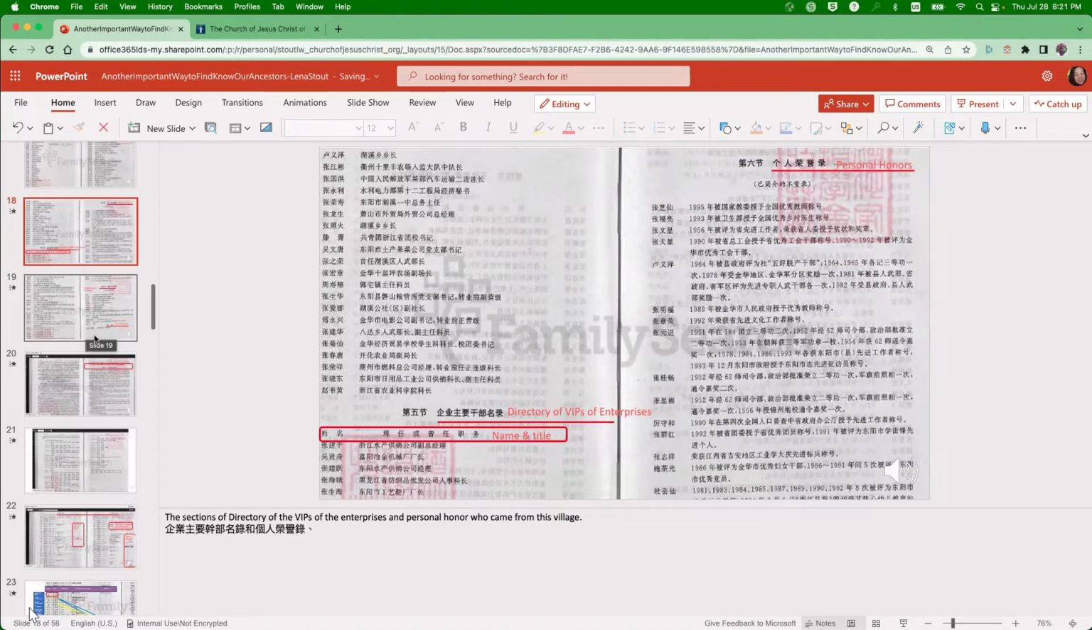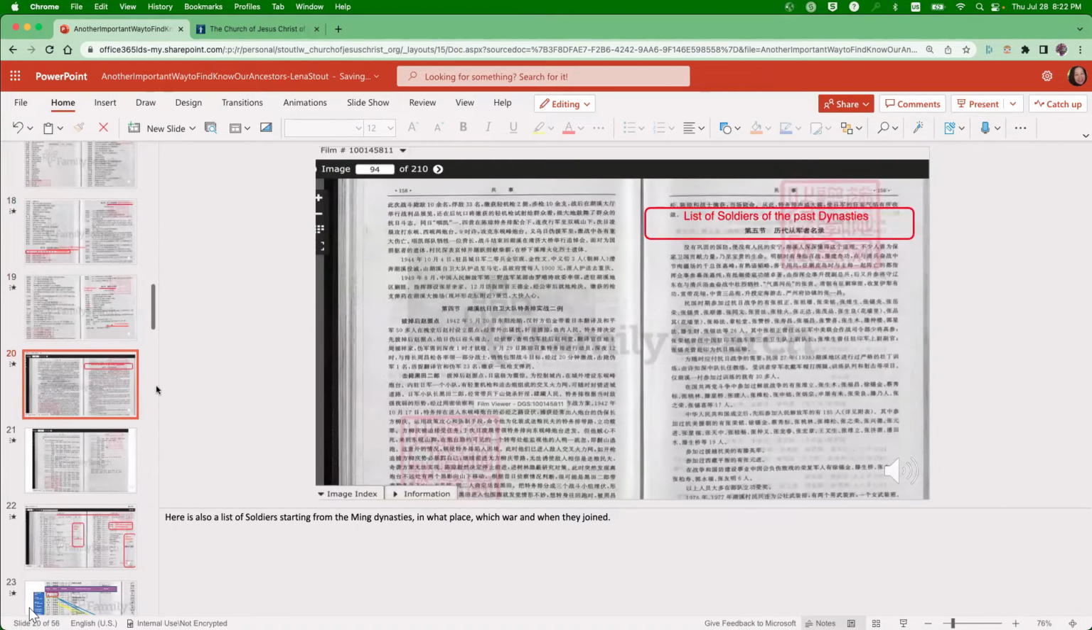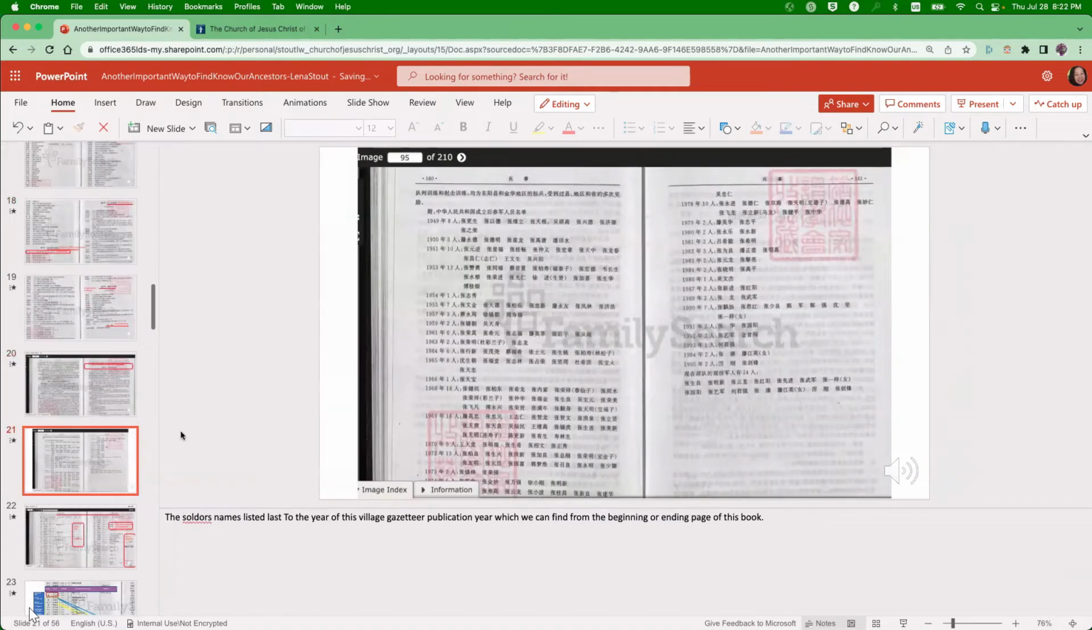They also mention overseas Chinese who moved to Taiwan from this village, and what they are working on in Taiwan. This one is from Brazil, overseas. There's also a list of soldiers of past dynasties. Did you see which year, and how many people?